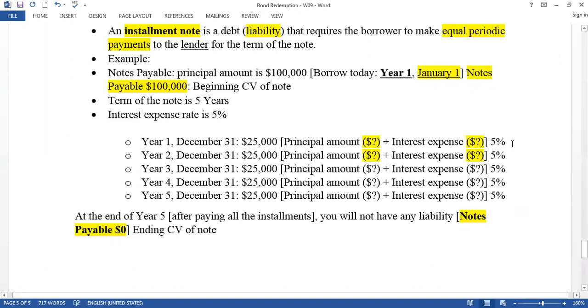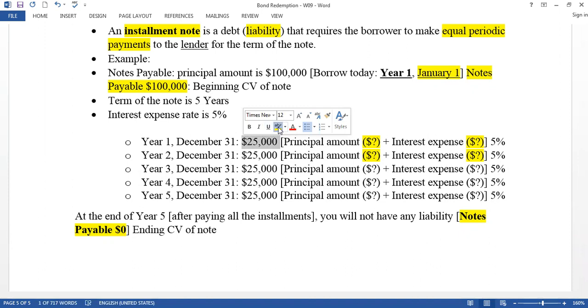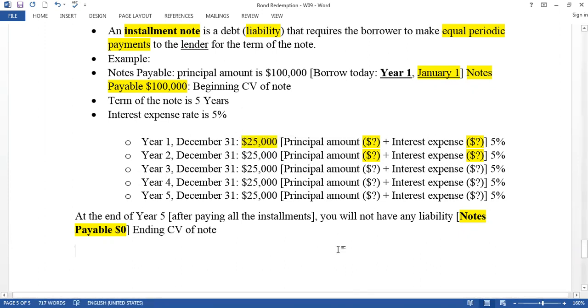Now, year one. This is given in the question. The question tells you that you paid $25,000 as the first installment. The question tells you that the interest expense rate is 5%. Now, what is the dollar amount of principal amount? What is the dollar amount of interest expense? So which missing amount do you have to calculate first?